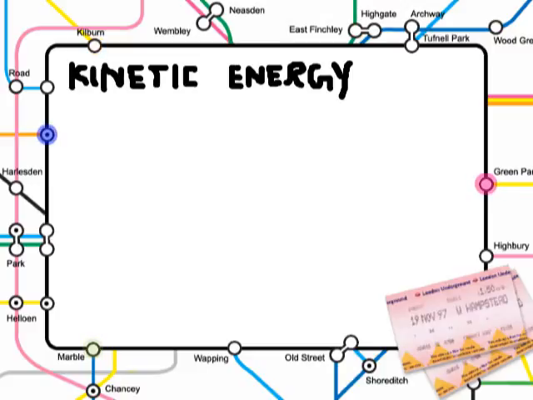Now the kinetic energy of a moving body is measured by the amount of work it can do before coming to rest. Kinetic energy is due to motion of the body, right? So it is measured by the amount of work it can do before coming to rest.